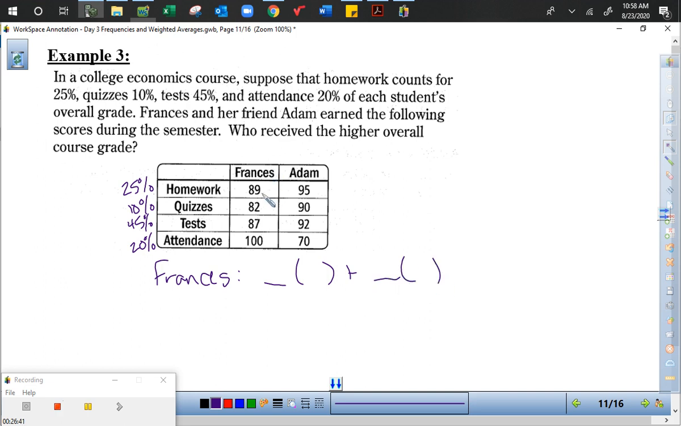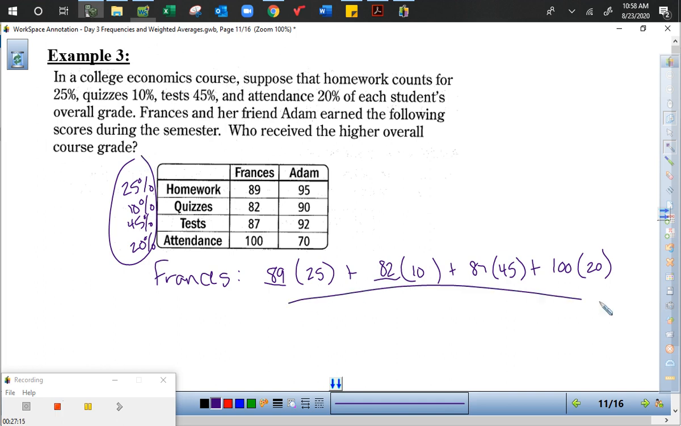So Frances had the grade of 89 and it was weighted at 25%. The next one, quizzes were 82 and it was weighted at 10%. And then the next one is tests were 87, it was weighted at 45. And then we had attendance grade was 100 and it was weighted at 20. Well, I told you there was a benefit to percents because guess what these add up to?